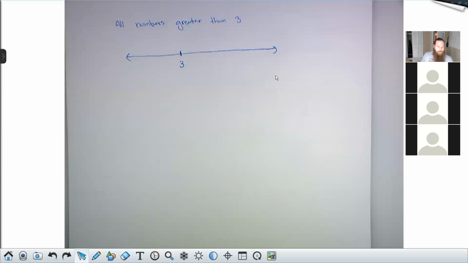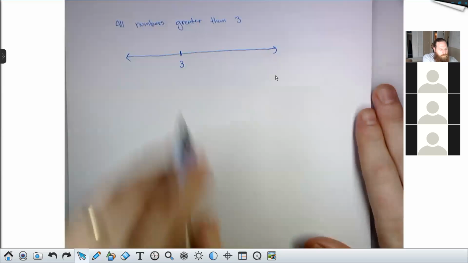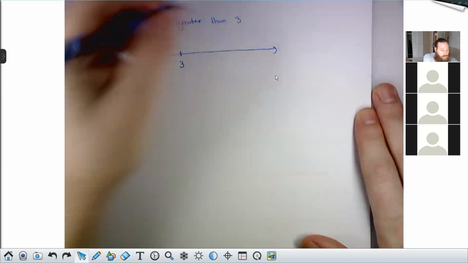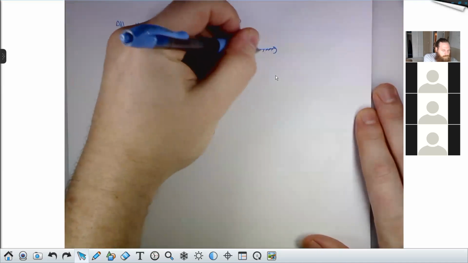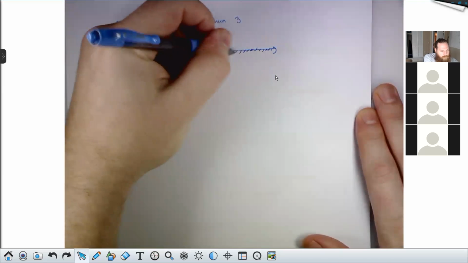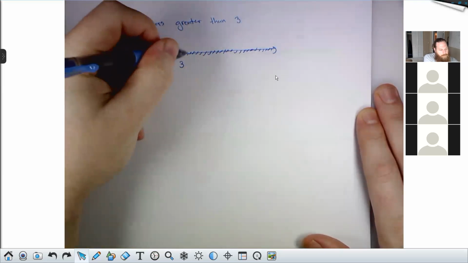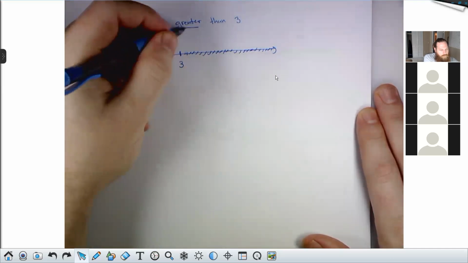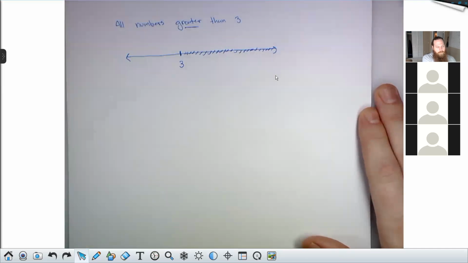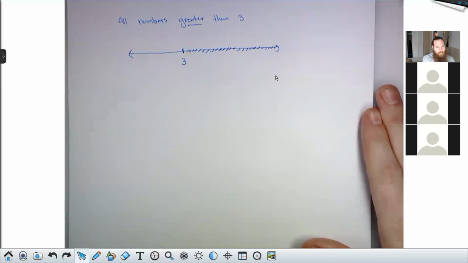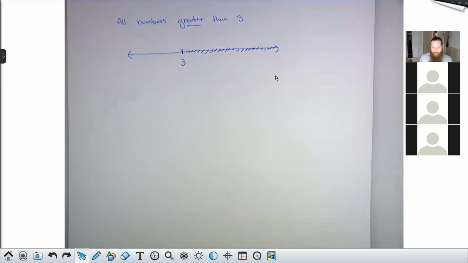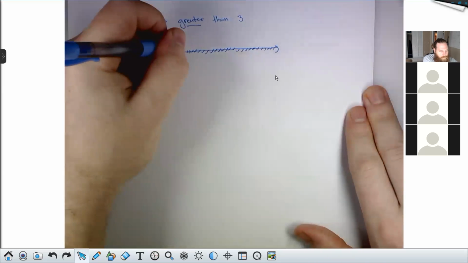Very good. Yeah, definitely to the right. So I'm interested in all the numbers that are bigger than 3. That means I'm interested in everything over here to the right of 3. What about 3 itself? Is 3 greater than 3? No. Yeah, just like I'm not taller than myself, 3 is not greater than 3.